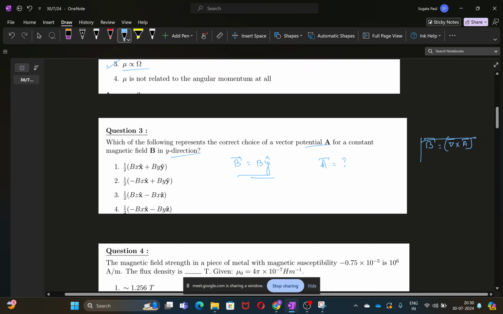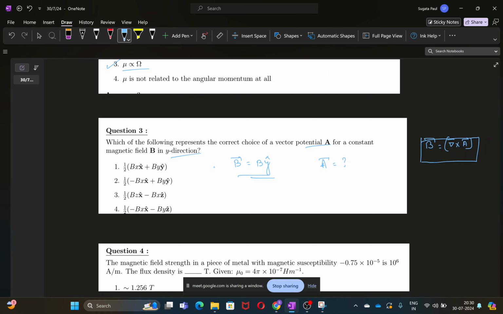So this is the single formula that you have to use to solve this: B equal to curl of A. Now there are four options given for the possible answers of A, and you have to check which choice actually satisfies this relation, so that you have to calculate the curl of the vector potential.